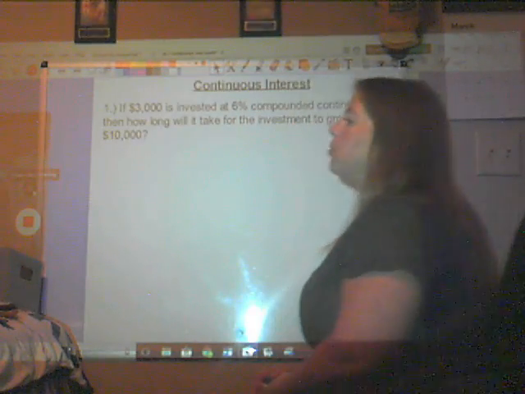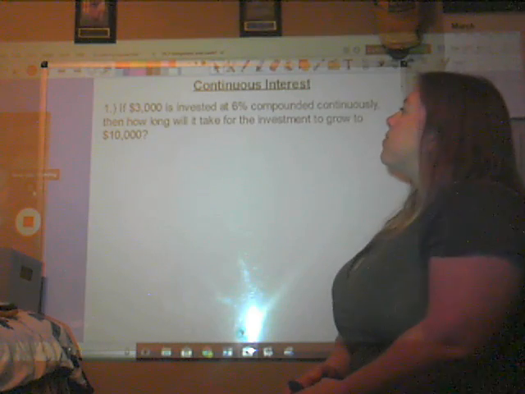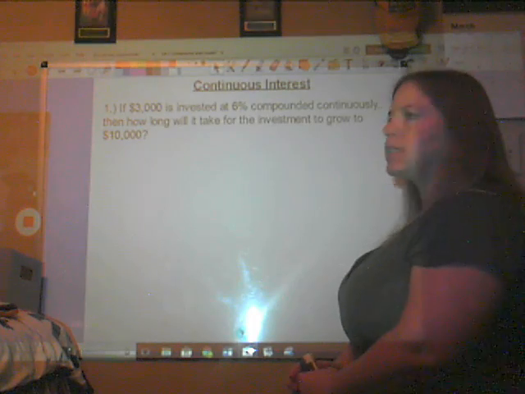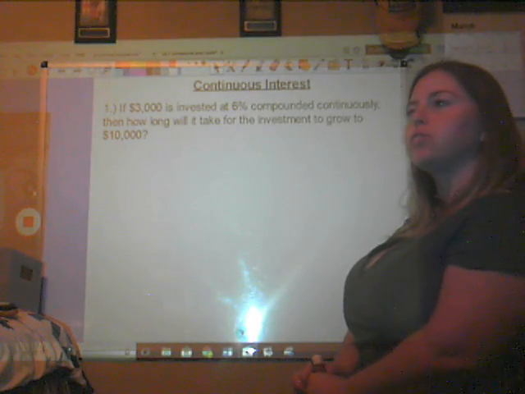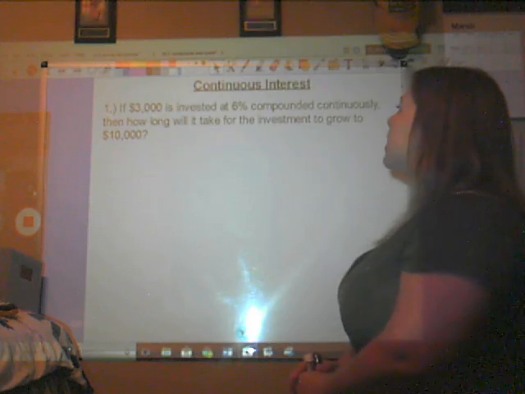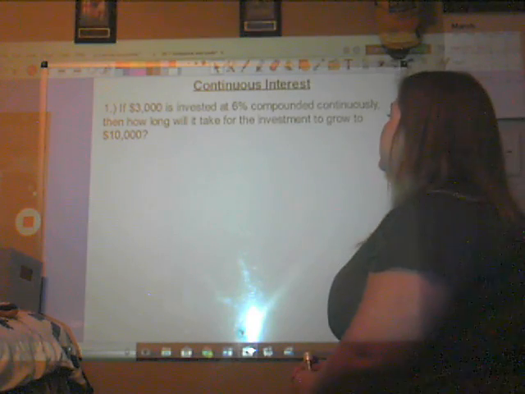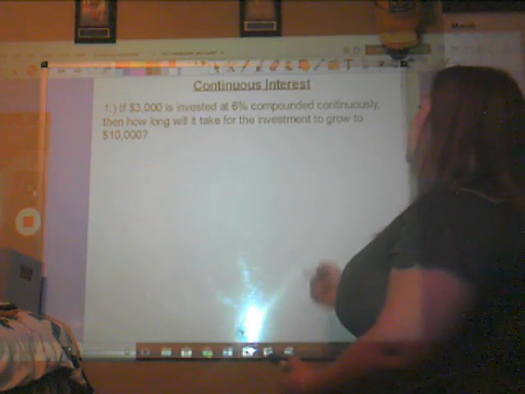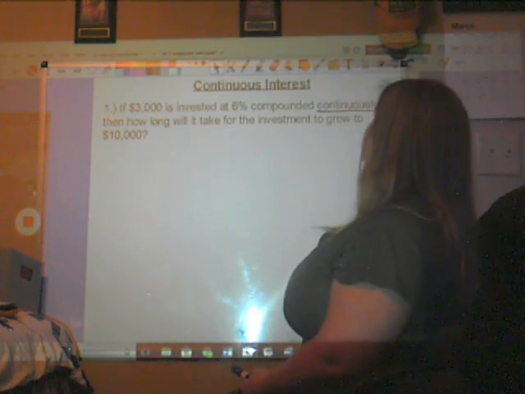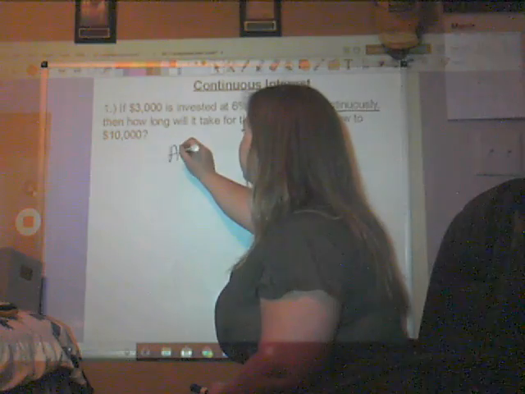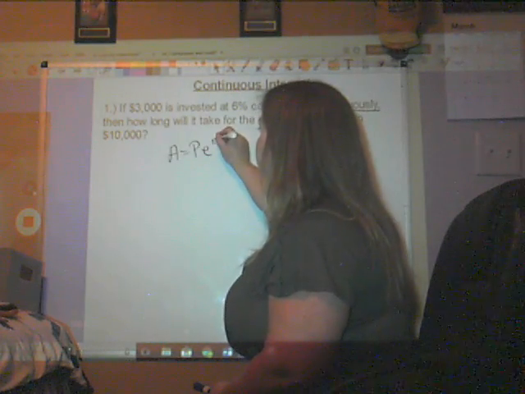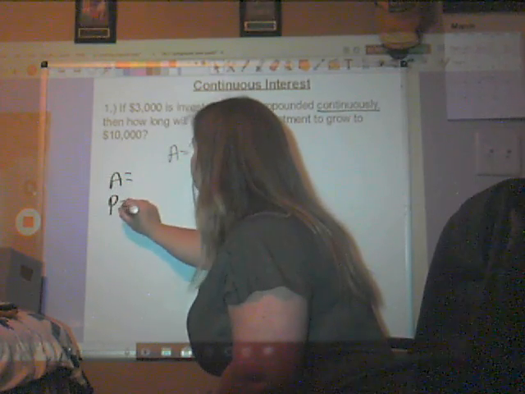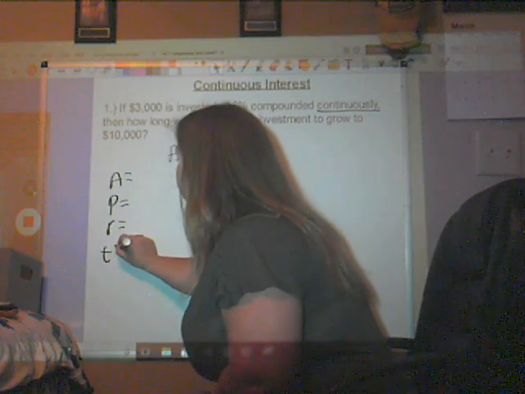Okay, so we have: if $3,000 is invested at 6% compounded continuously, that's how we know we're using continuous interest, it says continuously, then how long will it take for the investment to grow to $10,000? So, once again, it says continuously, so that tells us we're using A equals Pe^(rt). So we need to find A, P, R, and T.